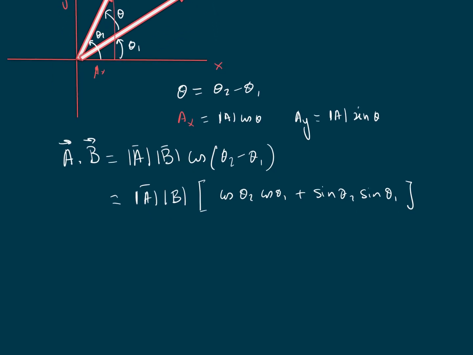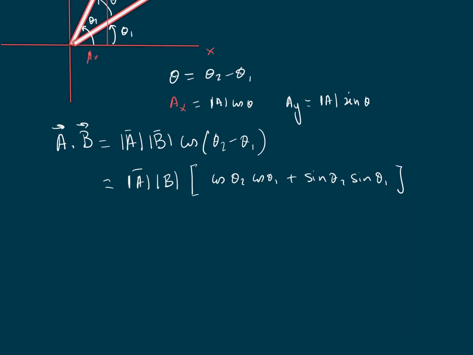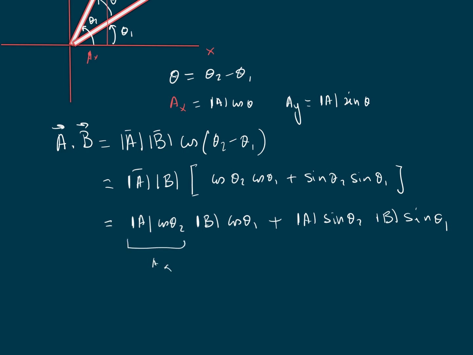Okay, now let's rearrange this equation and write it in a way that we can recognize terms. If I write it like this, magnitude of A cosine of theta 2 multiplied by magnitude of V cosine of theta 1 plus magnitude of A sine of theta 2 multiplied by magnitude of V sine of theta 1, I can recognize this like Ax. I can recognize this like Vx.